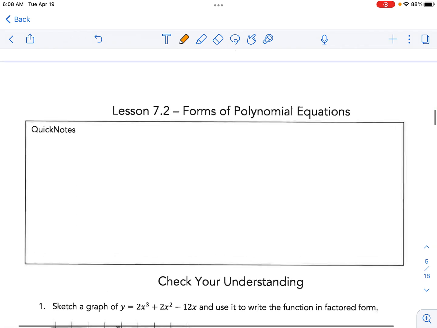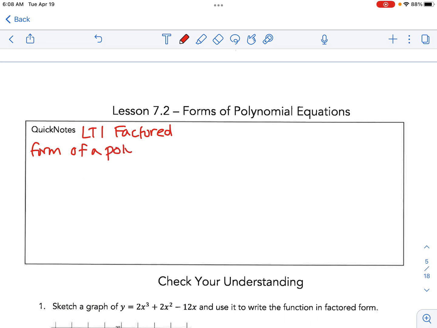So in terms of the learning targets here, what we're really focusing on are those 2 forms, the general form and the factored form. So let's focus on that factored form first. Factored form of a polynomial. Okay, so that factored form, we're not going to expand it, but continue its pattern, maybe.